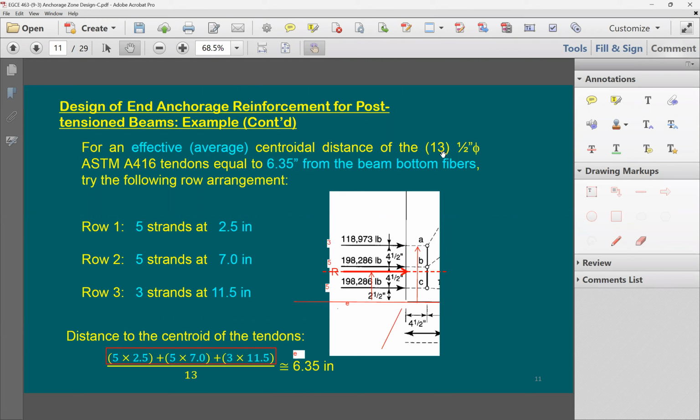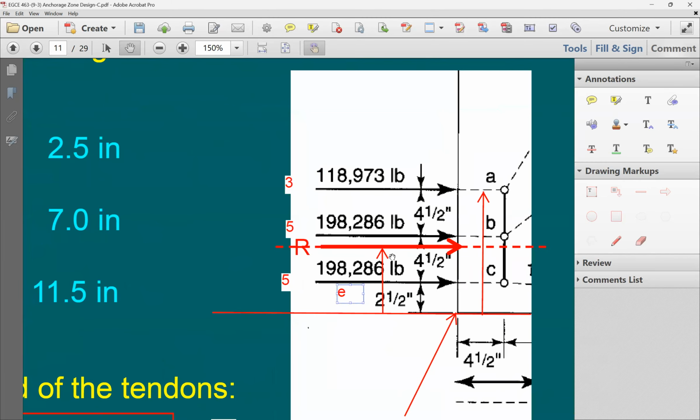Same as the number of strands, the size and the amount of force, this is all going to be given to us. So I have been given 13 strands with this distribution and with this location, but the resultant was not given to me. My task here is to find the resultant location, the eccentricity. How much is that? Based on this analysis, eccentricity turned out to be about 6.35 inches, which is this red arrow, this dimension from here to there, from the bottom of the beam.